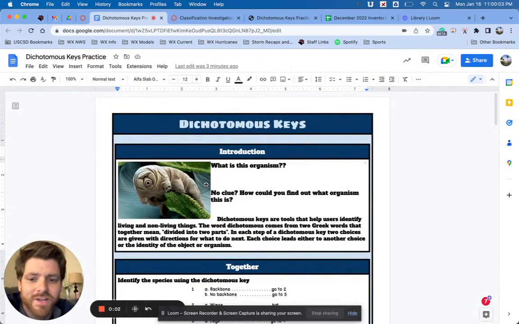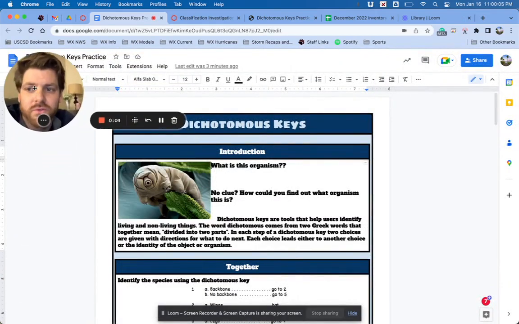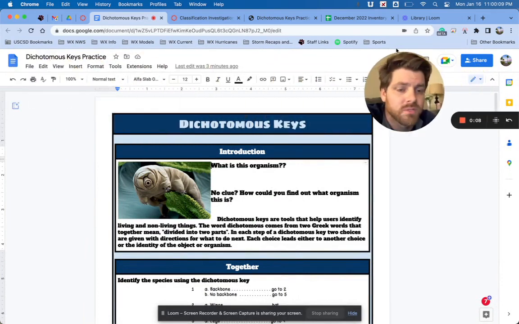Okay, let's talk dichotomous keys. So you're here either because you are checking your work after completing the dichotomous keys and it's just kind of like a little review and you just want to make sure that you did it the right way, or you're lost and you have no idea how to do a dichotomous key.